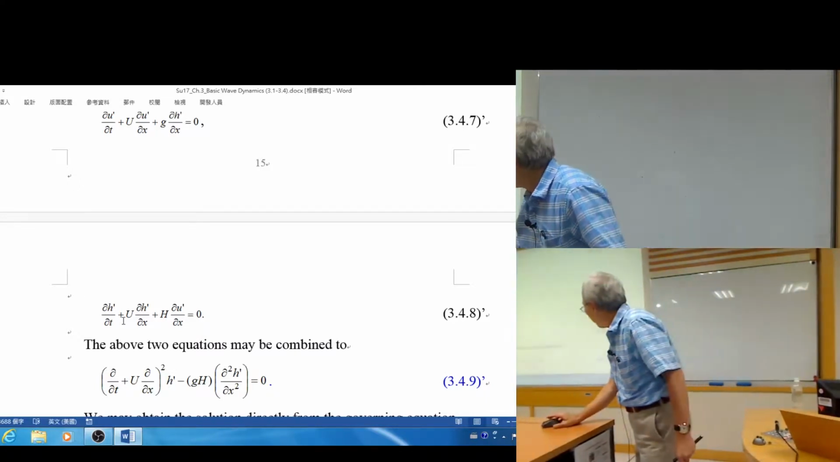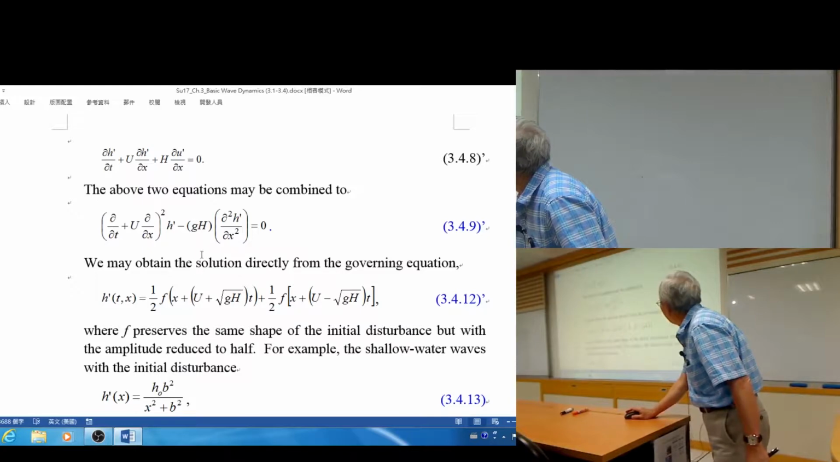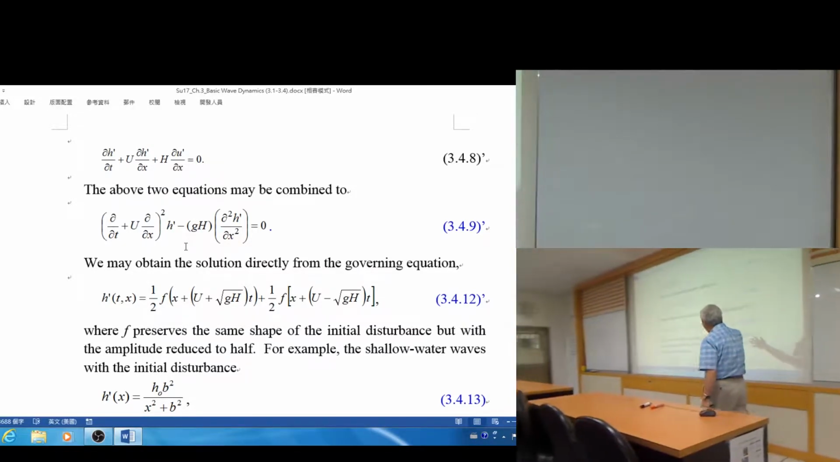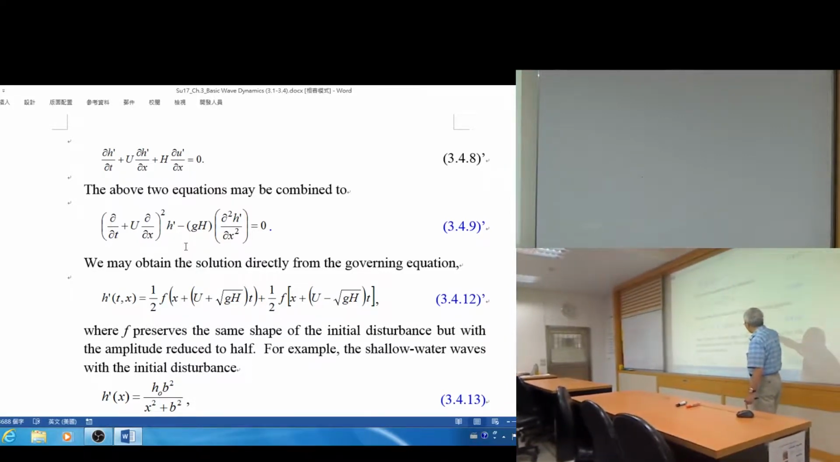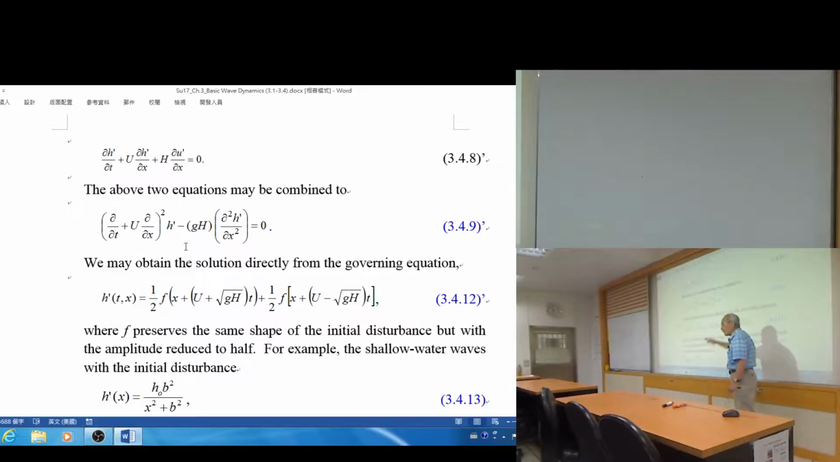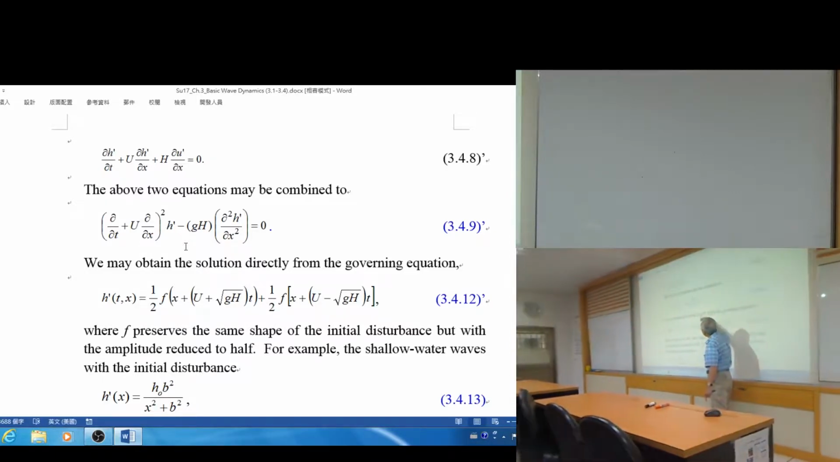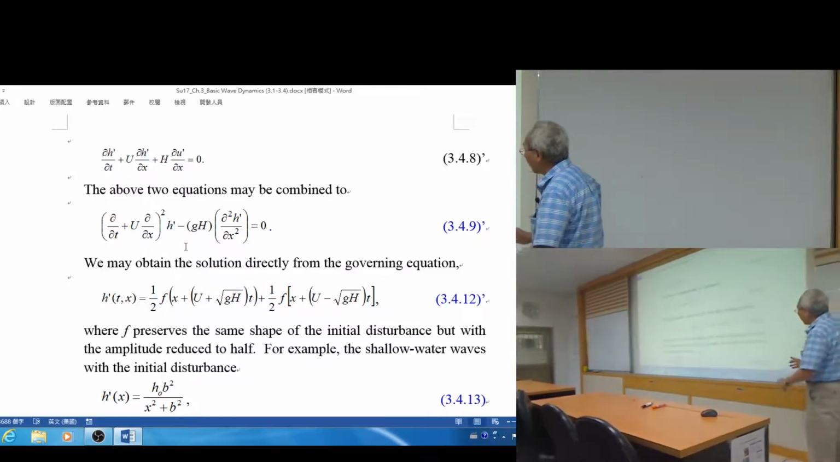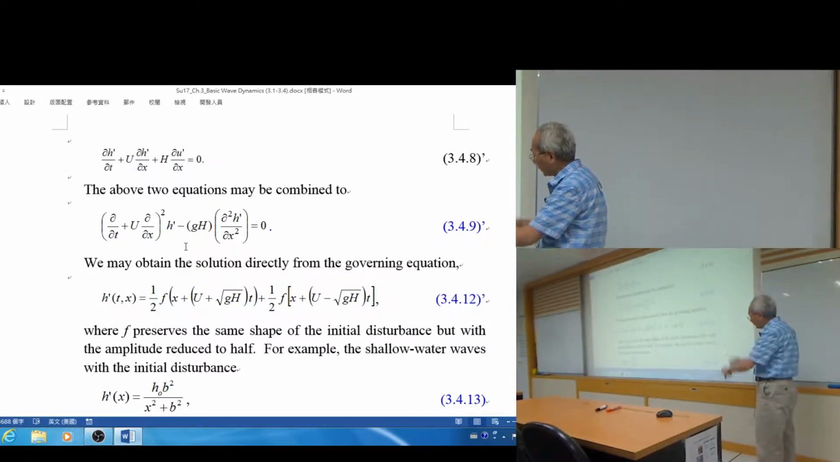Now you combine into this equation, and this equation has a general solution like this, where f is any function. If you don't believe it, you should substitute this into there to see whether it works or not. I'm not going to do it, it's pretty simple and also takes too much time.